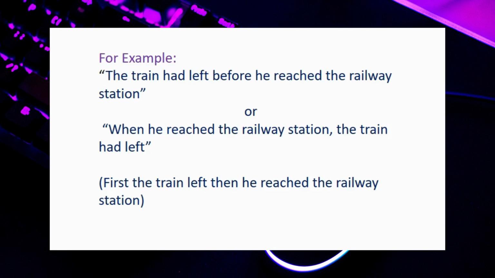The train had left and he reached the railway station later. Therefore, we have used simple past tense: he reached the railway station. First, the train left, then he reached the railway station. So, past perfect tense has been used for the first event. The train had left before he reached the railway station.